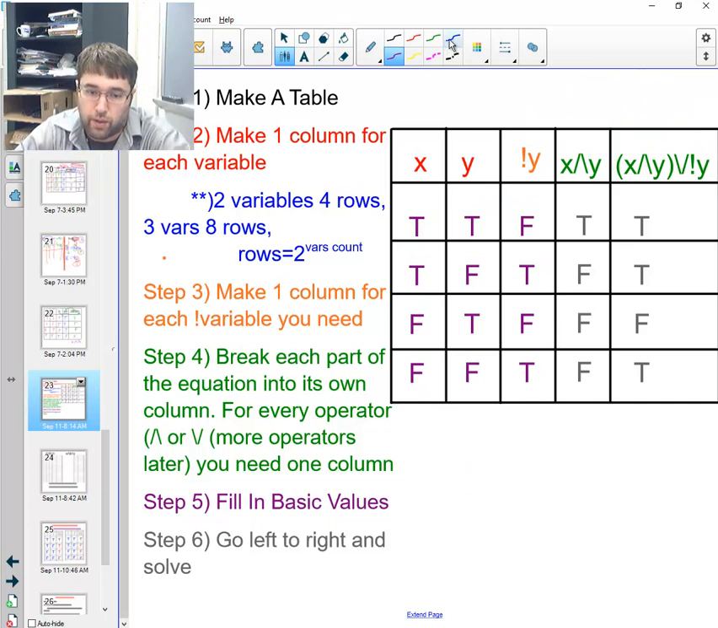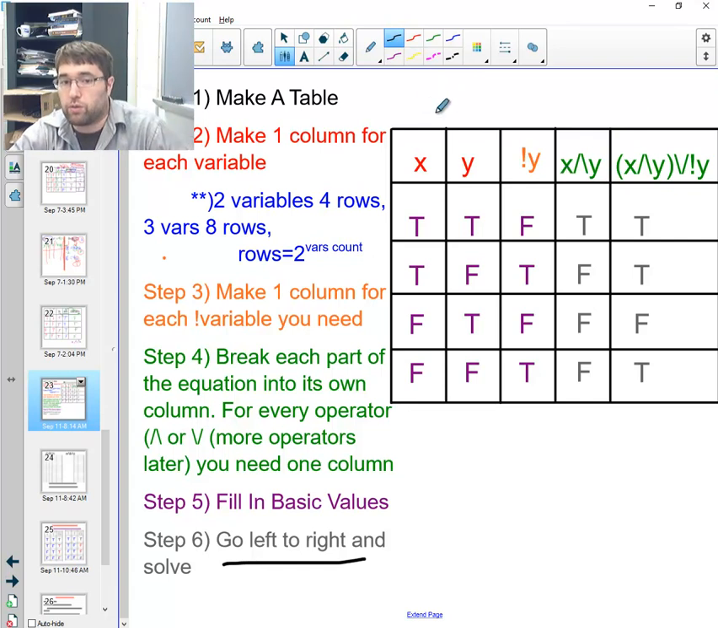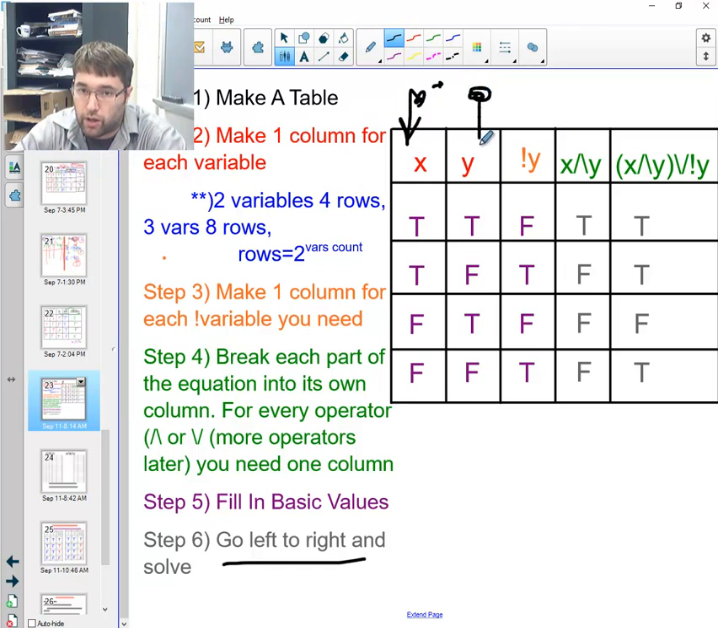And then last but not least, solve. Start here, work your way here. Don't read it like a book, though. Start on this column, go down. Then go over. Then start here, go down. So on and so forth, because you need every column to do the next column.